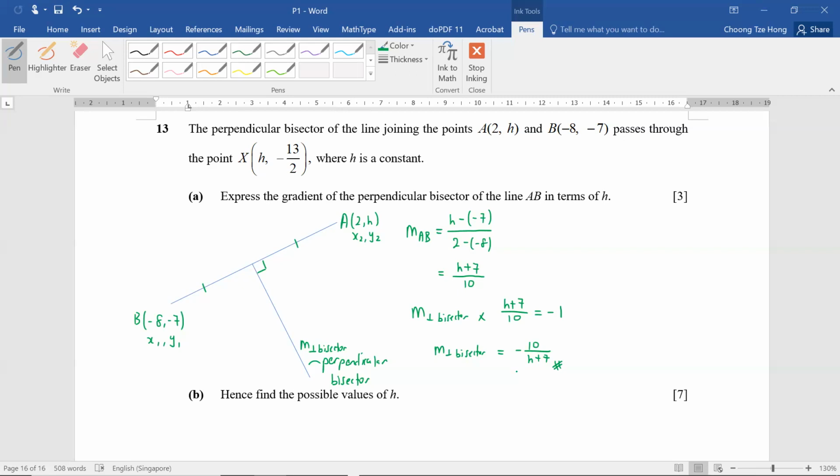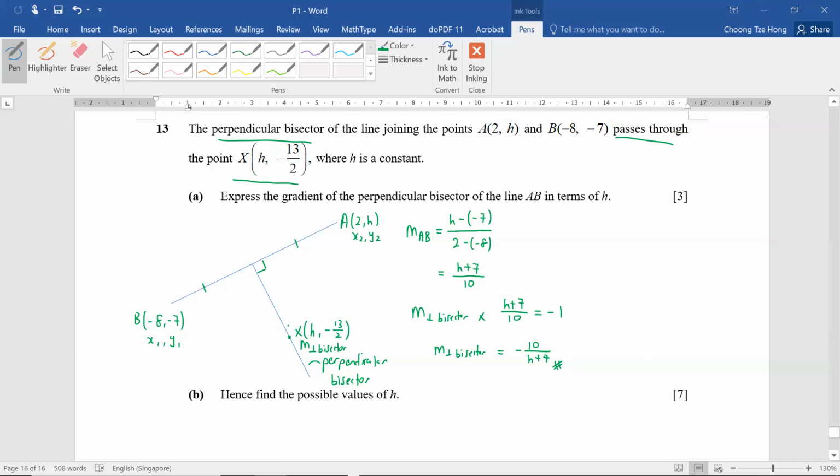Hence, find the possible values of h. Now they want you to find the value of h, which is an unknown. You need to think about what info we have not used yet. The next info that we have not used yet is that the perpendicular bisector passes through this point X with the coordinate (h, -13/2). So let's say X is over here. You can label it anywhere you want, as long as it's on the perpendicular bisector.